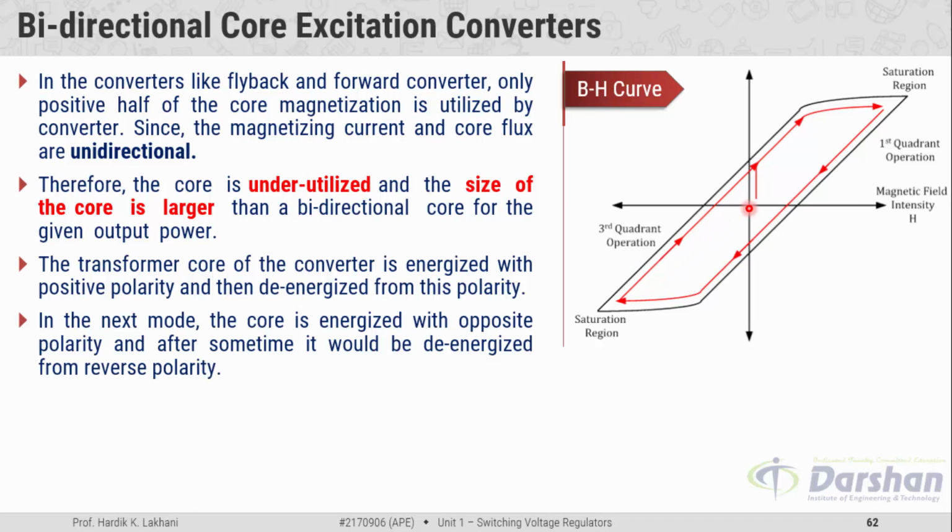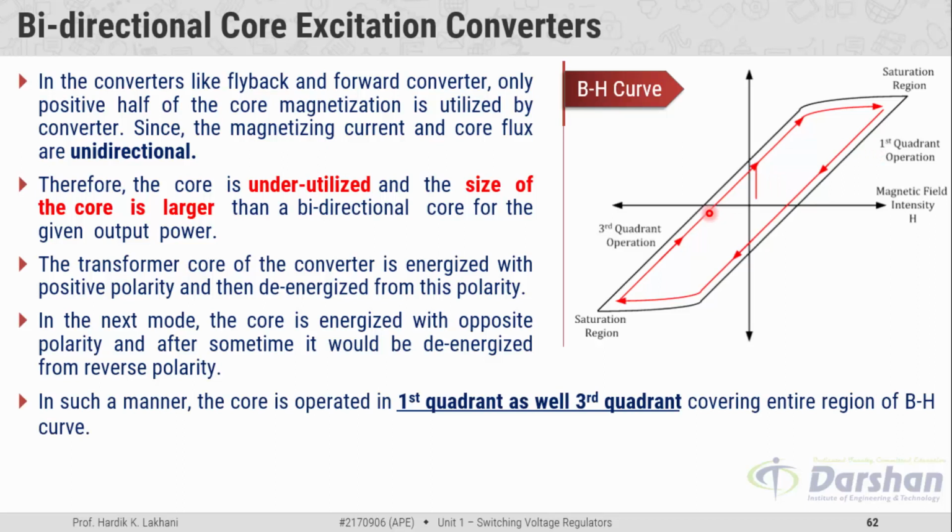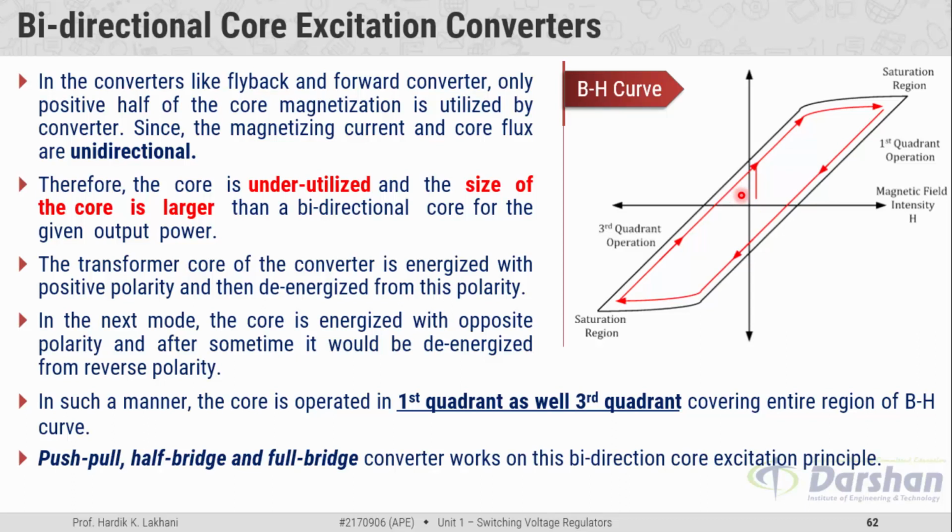So this is how we can magnetize and demagnetize the transformer core with both polarities, and we can cover the entire region of the BH curve, which is the first quadrant as well as the third quadrant. So in such a manner the core is operated in the first quadrant and third quadrant, covering the entire region of the BH curve. Push pull, half bridge, and full bridge converter work on this bidirectional core excitation principle.